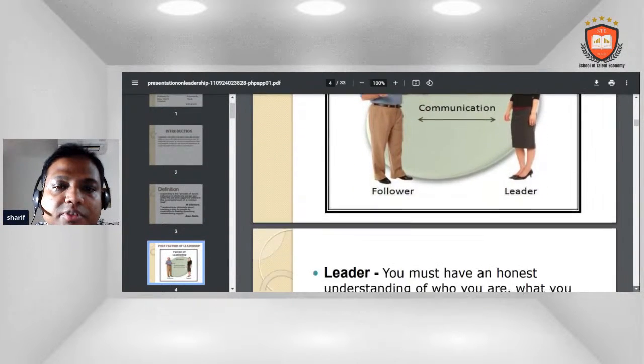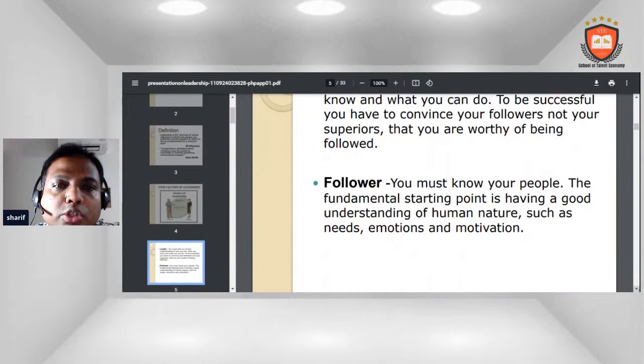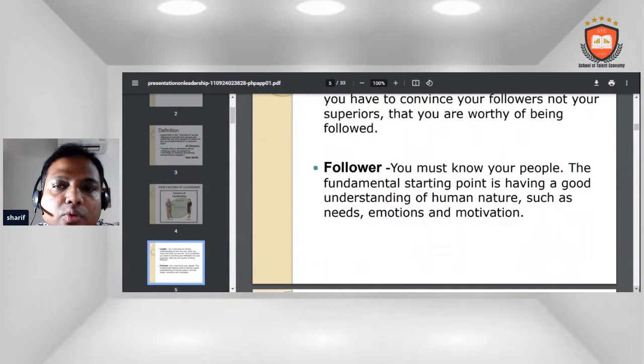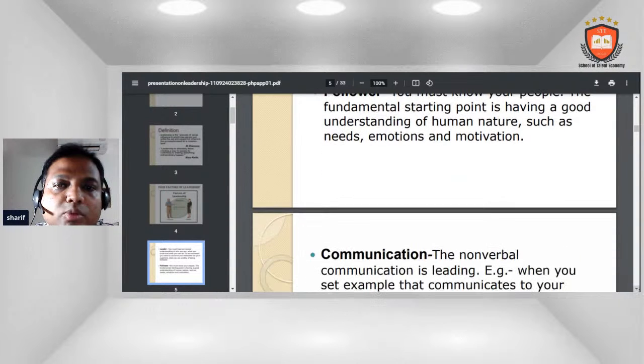Factors of leadership situations. Leader: you must have an honest understanding of who you are, what you know, and what you can do. To be successful, you have to convince your followers, not your superior, that you are worthy of being followed. Follower: you must know your people. The fundamental starting point is having a good understanding of human nature, such as needs, emotions, and motivation.